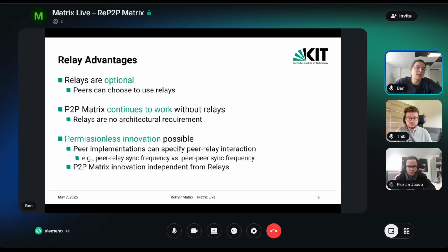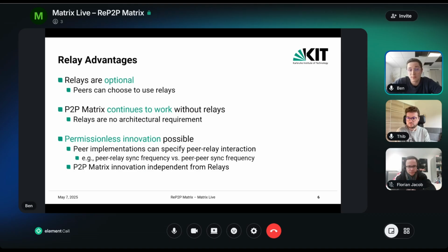So what are the advantages of relays? First of all, relays are optional, so peers can choose to use relays, but they can also choose not to use relays. That means the peer-to-peer architecture continues to work even if all relays are down. So relays are not an architectural requirement. Peer-to-peer Matrix still continues to work and can function without relays.